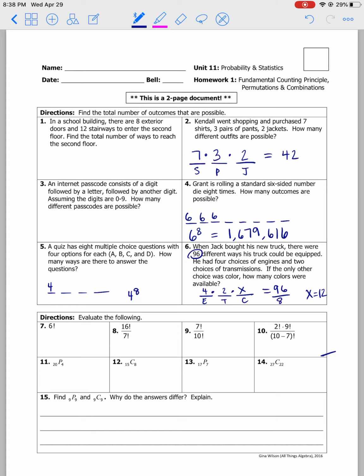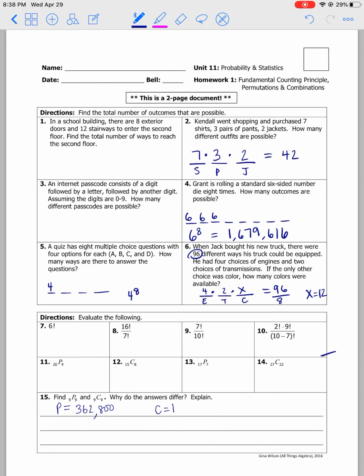Why are the answers different? Well, 9p9, I'm just going to say the permutation of it is 362,800, and the combination is 1. And I explained this on the lecture on Tuesday, but the difference between a permutation and a combination is: is it specific? Yes, permutation; no, combination.